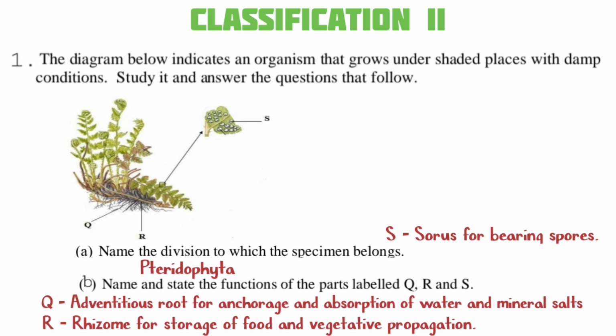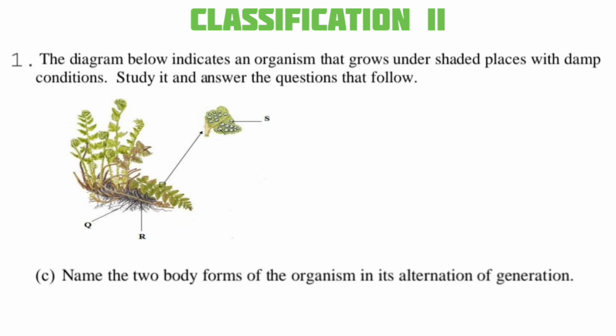Let us proceed to part C. Name two body forms of the organism in its alternation of generation. So we have two main body forms, okay, generations, in the life cycle of the fern. Number one, we have the sporophyte, and number two, we have the gametophyte. Now, let us discuss this.